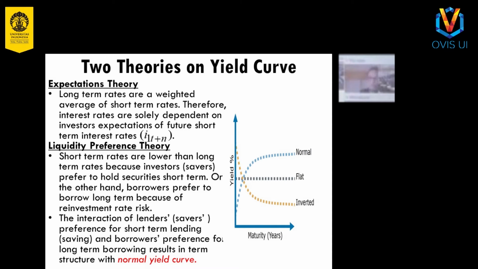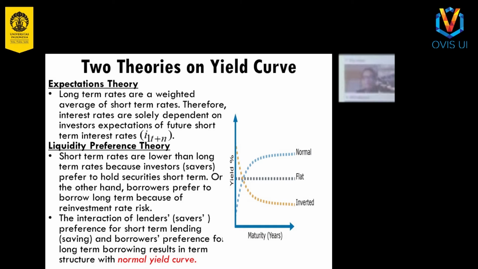Now, what is a yield curve? Well, I'll give you an example of a yield curve. This is an example of a yield curve here. A normal yield curve is always like this, with a positive slope. This is the blue one here. That is a normal yield curve.